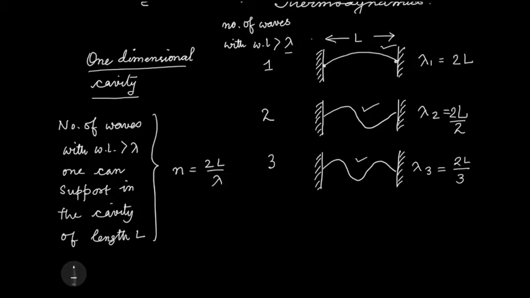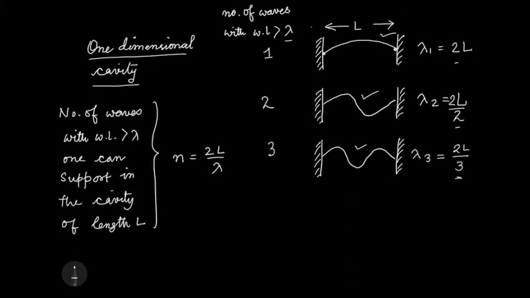This is given by n equals 2L by lambda, right? So the number is sitting in the denominator over here. So you can see the number is 2L by the corresponding lambda. In terms of frequency, I can change this in terms of frequency because we always are working in frequencies.